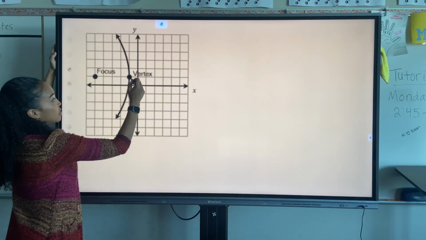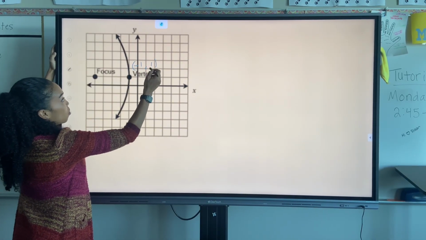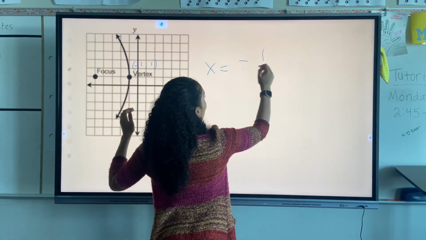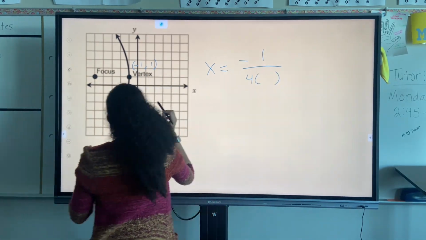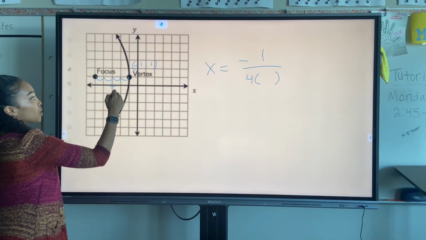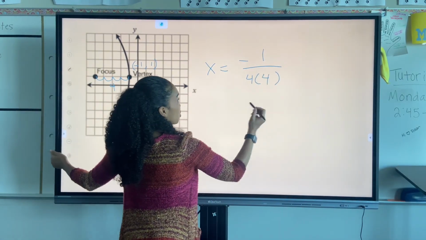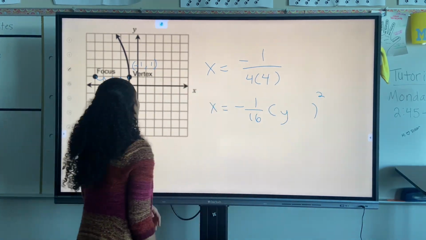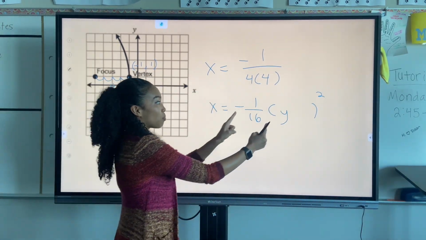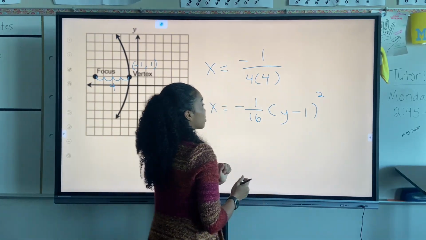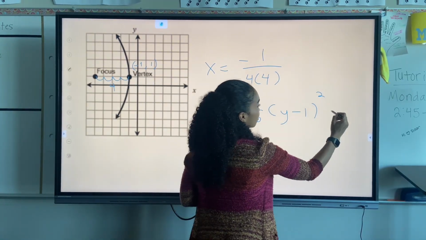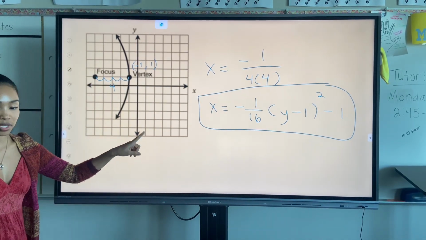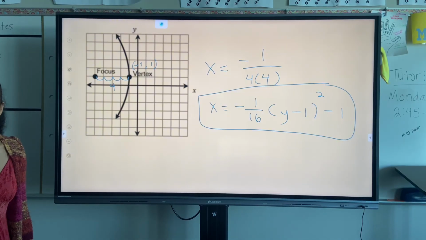Here, your vertex is at -1, 1. And it's facing the left. So this is x equals -1 over 4 times the p-value. 1, 2, 3, it's 4 spaces away. So your p-value is 4. So this should be x equals -1 over 16. Okay, your y value is 1. You do the opposite inside the parentheses. So this is a -1. And your x value is -1. So this is your answer. If they're missing any of these, it's wrong. Put an X. That's wrong.